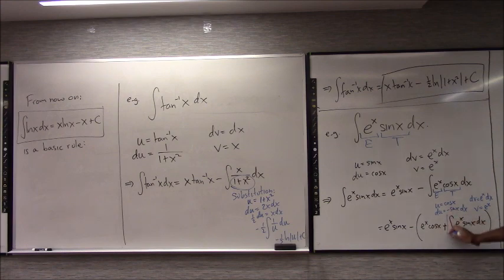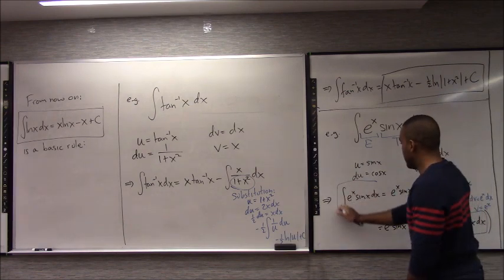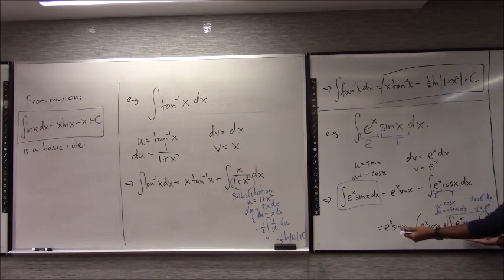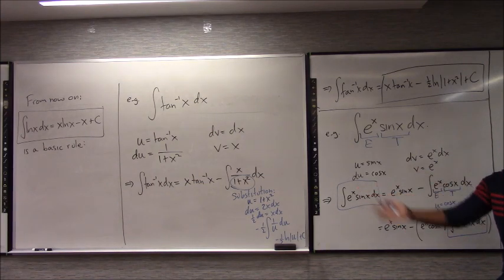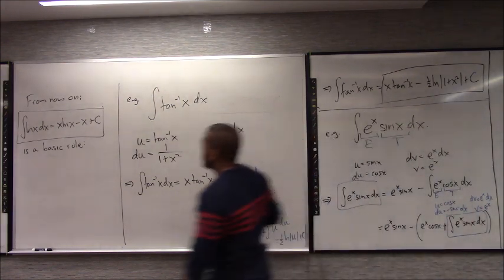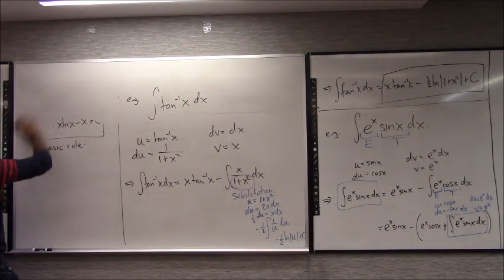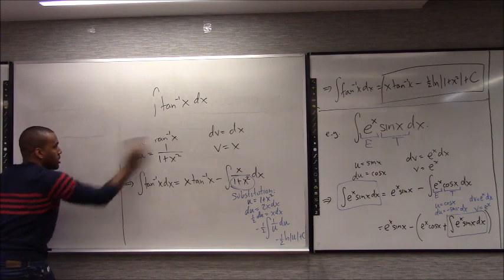Notice how we got the original integral back. Which at first you're like, what the hell? But notice that now, it's just like an equation where there's one thing that you want to solve for. Just move that to the other side and divide by 2.